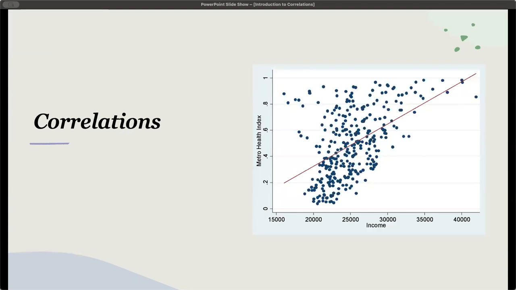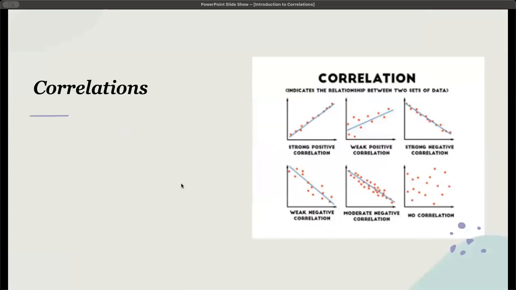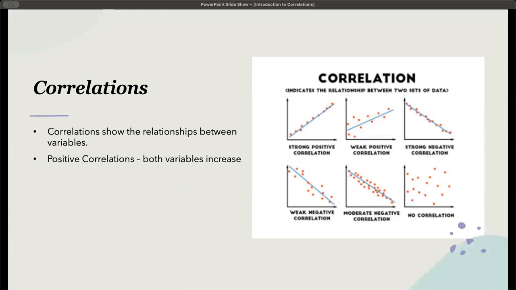Now, what are correlations? We can see a correlation in this graph here. It's a scatter plot graph with a line running through this. And correlations show the relationship or potential relationship between variables. Positive correlations, we can see that both of the variables are increasing. So with a strong positive correlation, the data points are very close to the line. A weak positive correlation is where the data points are a little bit further away from the line.